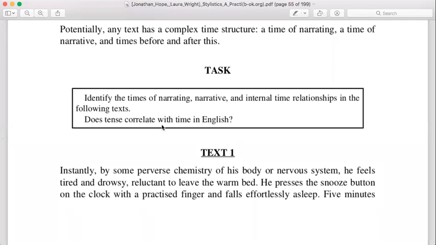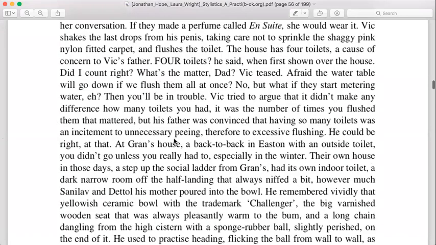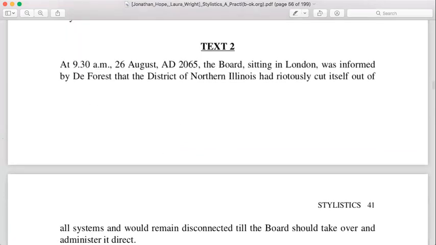Does tense correlate with time in English? Okay, so we'll see if there is a strict relationship between the tense that is being used, the tense of the verb, and the time that is being shown in the narration. Okay, so let's get to this text two and admit some of your class fellows.